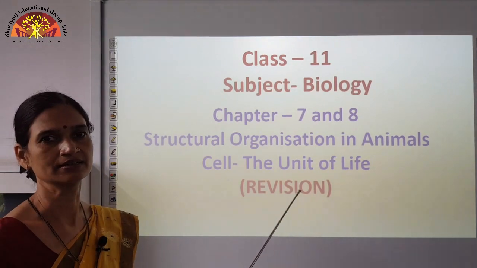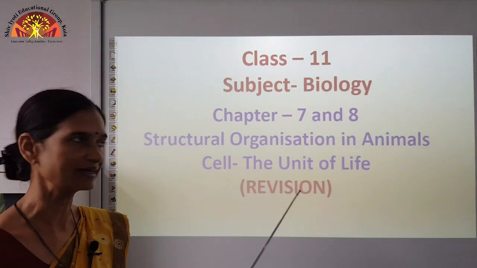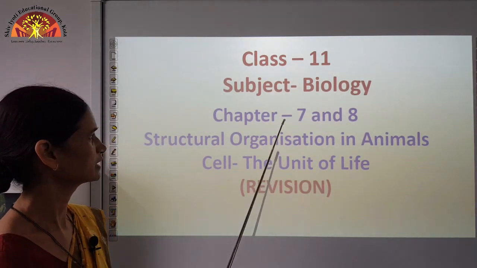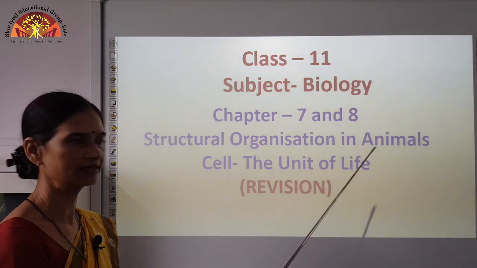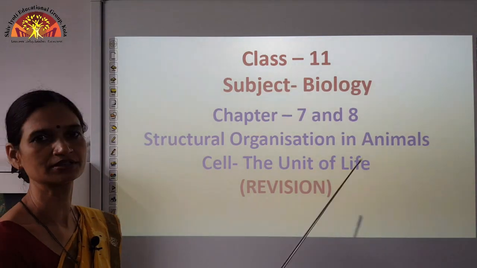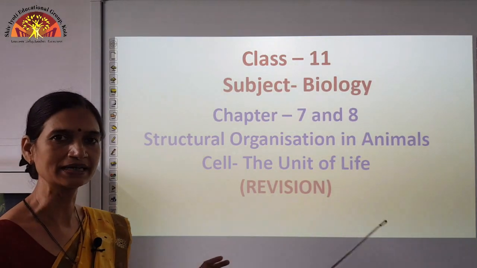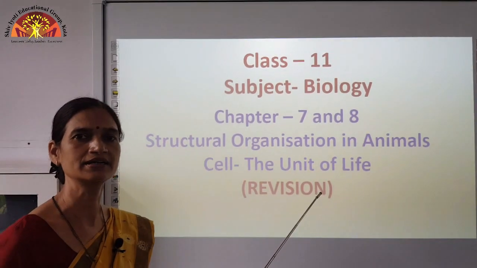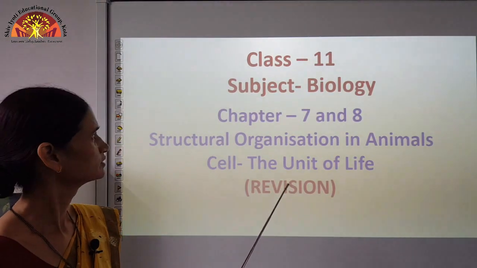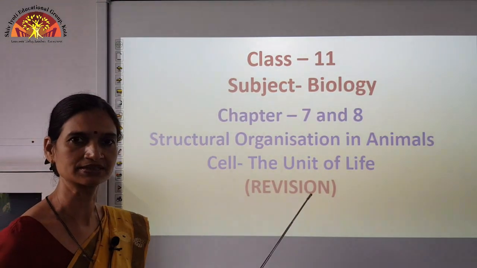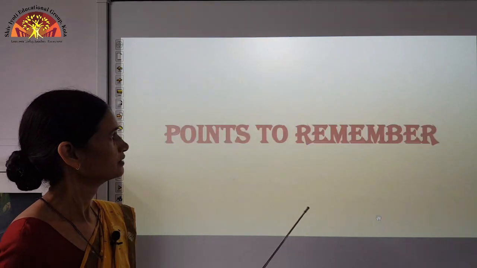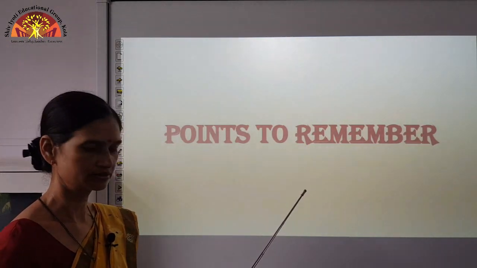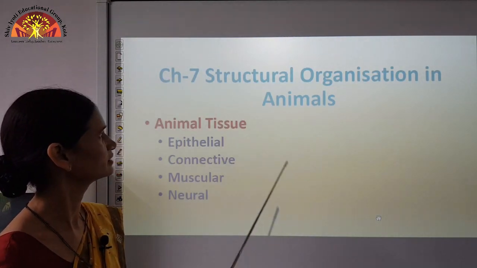Students, today in this video we are going to revise chapters 7 and 8. We are taking two chapters together. Chapter 7 is structural organization in animals and chapter 8 is cell, the unit of life. So, we are going to revise the important points of these chapters and the question answers of your book exercise. So, students, let us begin with chapter 7. Open your books, page number 100, chapter 7, structural organization in animals.